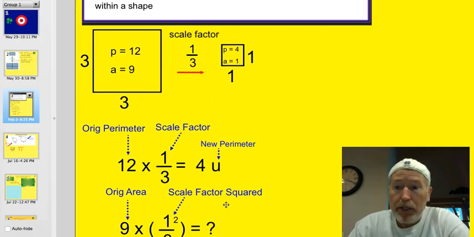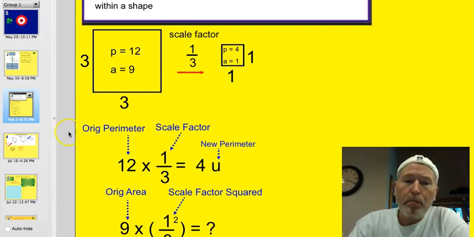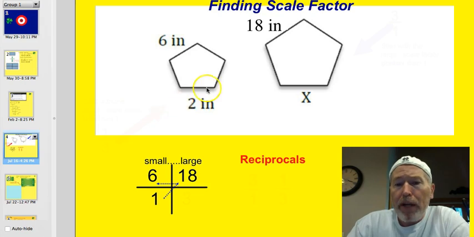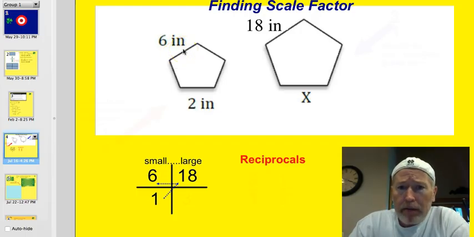So we were able to determine it mathematically as well. All right, quick review. When finding scale factor, here are two similar shapes. All we need is one side that is in the same corresponding area in order to determine that. So on this pentagon, we're going to use this side, which is 6 inches, and the corresponding side on the larger one is 18 inches.